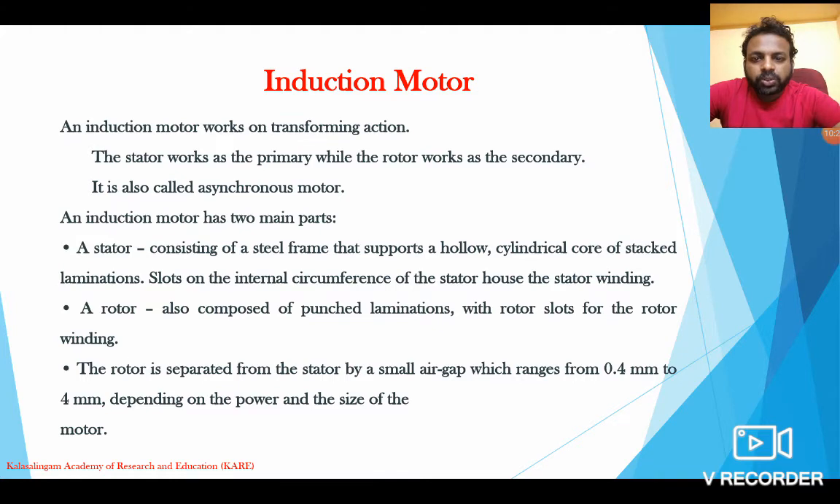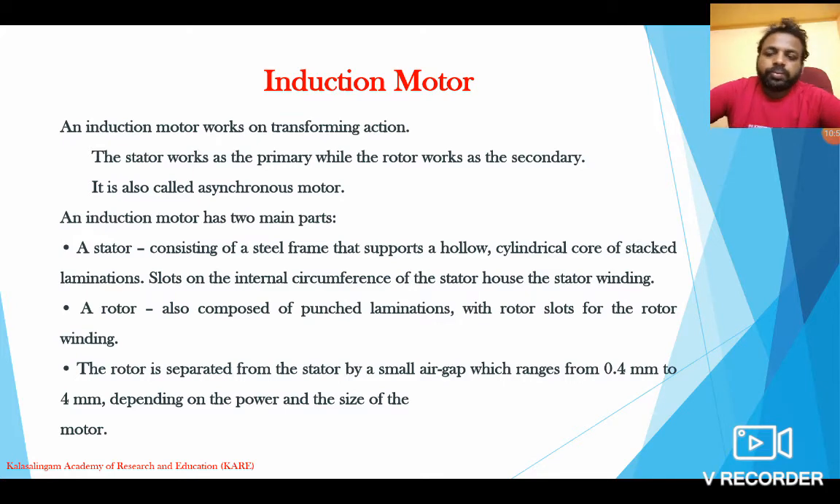So the asynchronous motor is nothing but where the speed of the rotor is not equal to the rotation of the magnetic flux. And there are two important parts: one is the stator and the second one is the rotor. The stator has a stator winding. Over the winding we have a number of field windings, and the rotor has a number of rotor slots. Inside the rotor slots we have an armature winding.